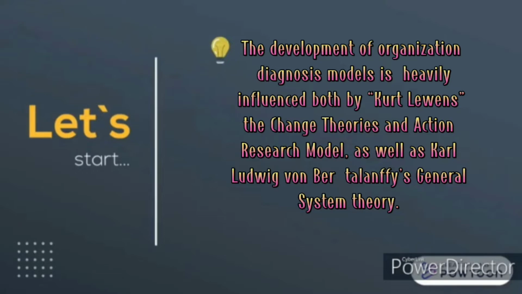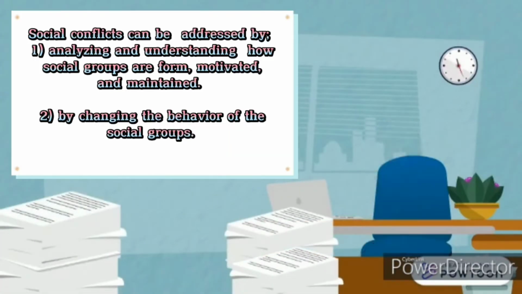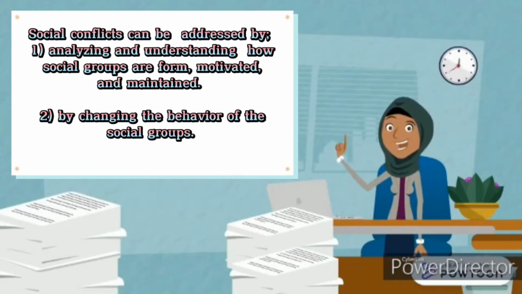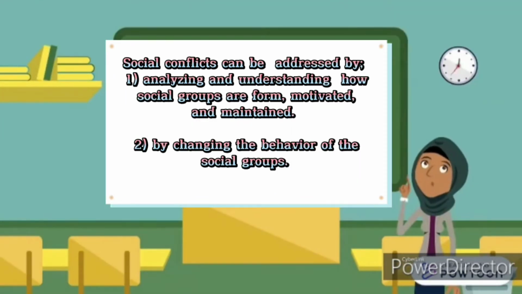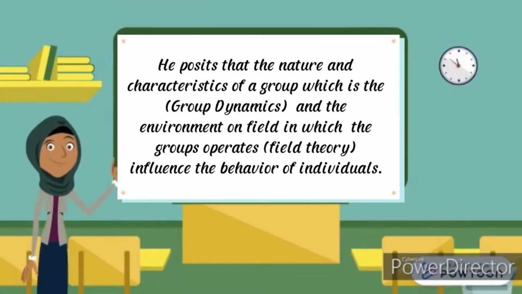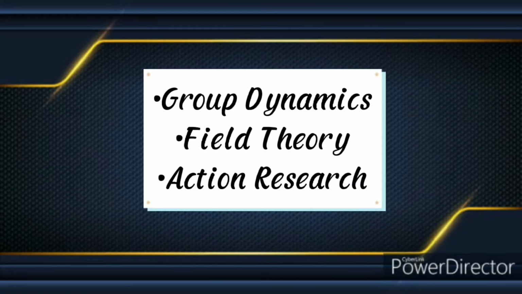Kurt Lewin believed that social conflicts can be addressed by, first, analyzing and understanding how social groups are formed, motivated, and maintained, and second, by changing the behavior of the social groups. He posits that the nature and characteristics of a group and the environment or field in which the groups operate influence the behavior of individuals. But let us first define what are group dynamics, field theory, and action research.